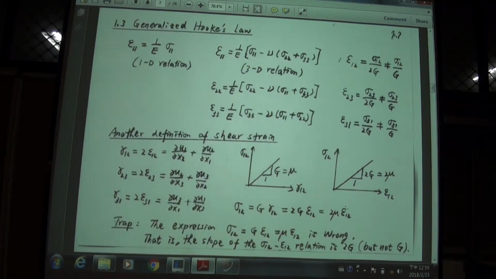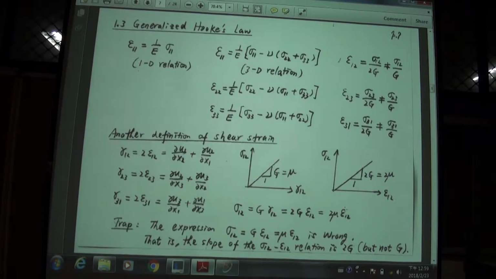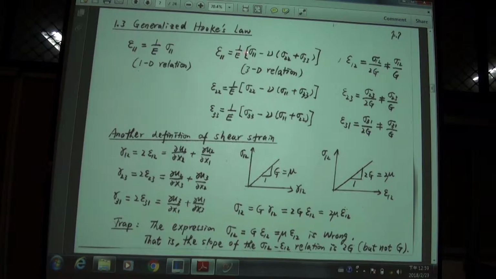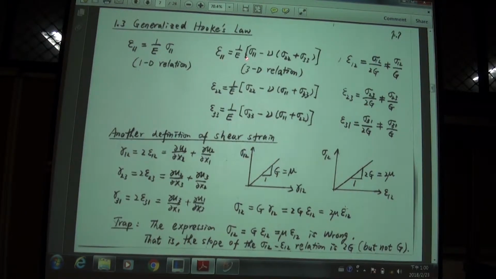How can we obtain the three-dimensional generalization of this 1D relation? It is easy. Let us look at the expression here. Epsilon 1,1 equals, we copy this part to this part, sigma 1,1 divided by the Young's modulus. But because we consider the three-dimensional effect, we should subtract from this stress component the stress component in the other two directions. That means sigma 1,1 minus the Poisson ratio times sigma 2,2 plus sigma 3,3.